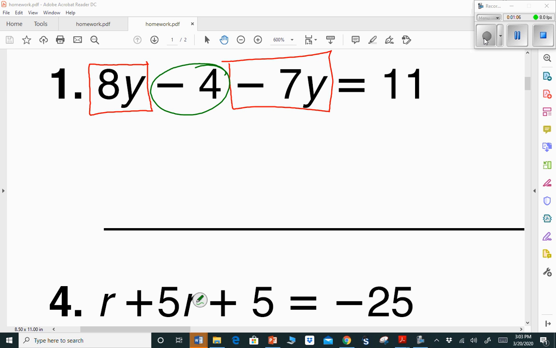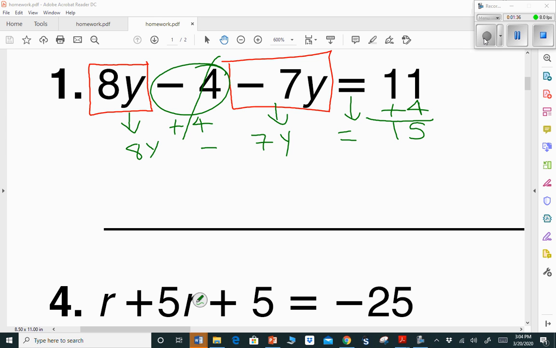So it's minus 4, so to get rid of it, we're going to put plus 4. Whatever you do to one side, you have to do to the other side. The whole point was that these go away, and then you do 11 plus 4, which of course is 15, and bring everything else down. So we'll bring down the 8y and minus 7y and bring down the equal sign.